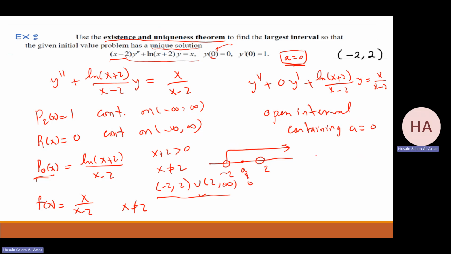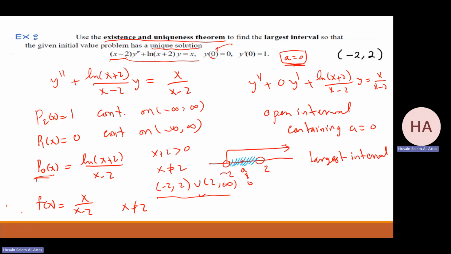What will be the interval? Or the largest interval? Because any interval will be okay. Any interval containing 0 is okay. It means it has a unique solution. But he wants the largest interval. The largest interval will be this interval.